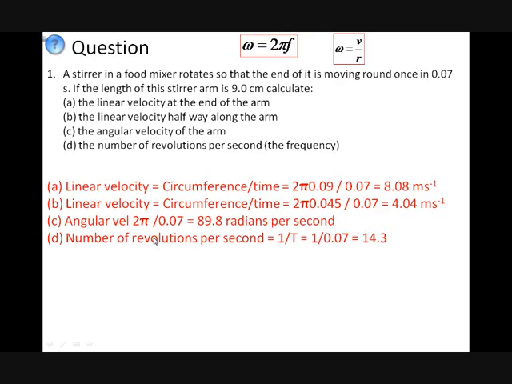And finally, it's just asked me to work out the frequency. That's easy, 1 over the time period, 1 divided by 0.07, which is 14.3 hertz.